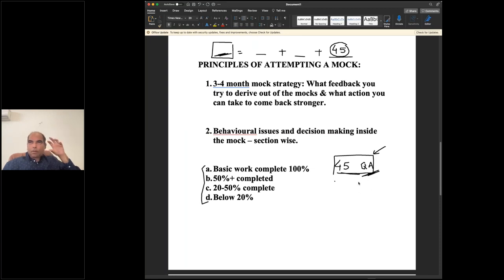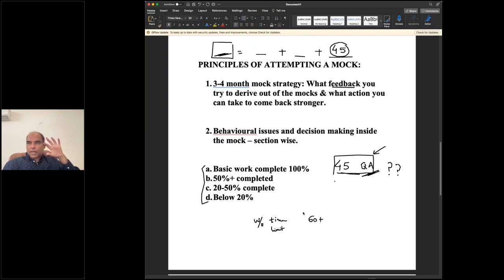So what will happen now? The question is, what feedback do you derive from the mocks? So two feedbacks you need to derive from the mocks. Now, who will be able to score 45 marks in the QA section? For a person to be able to score 45 marks in the QA section, listen to this, very important. Without time limit, that person on the same sectional paper should be able to score 60 plus.